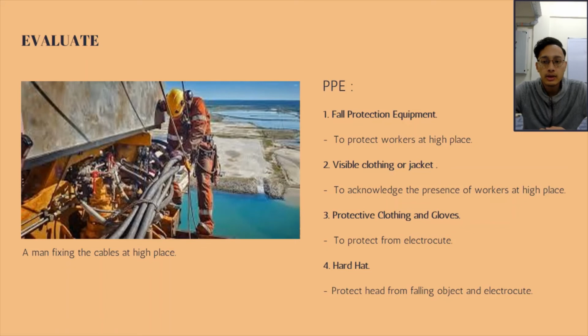The next PPE is protective clothing and glove. This protective clothing and glove is used to protect the workers, because the workers are now handling cable, so the workers may need to protect themselves from the electric field by using the protective clothing and glove. And the last one is Hardhat, which is used to protect the head from falling objects and also from electrical hazard.